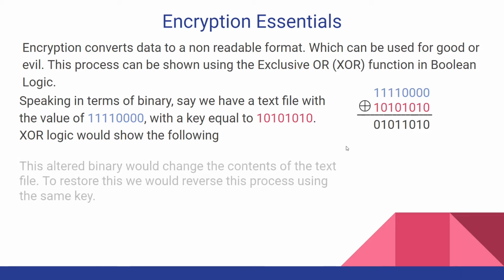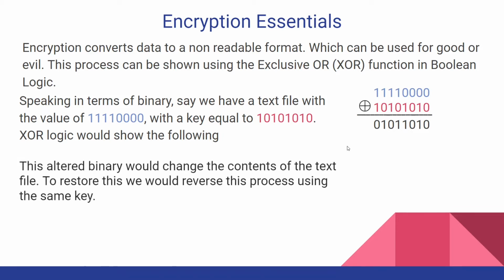So what this will do is that it will alter the content of the text file, rendering it useless for whatever you're using it for. So in order to restore it, we take the altered binary here and the key, and we XOR these together to get the original file we were talking about, right here.